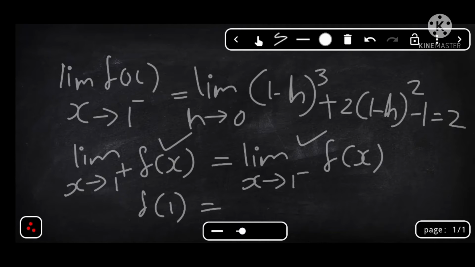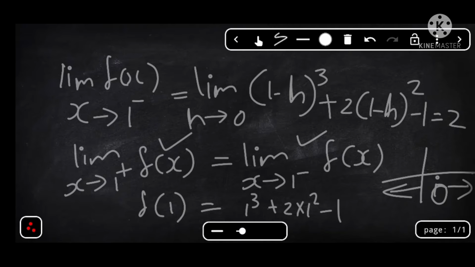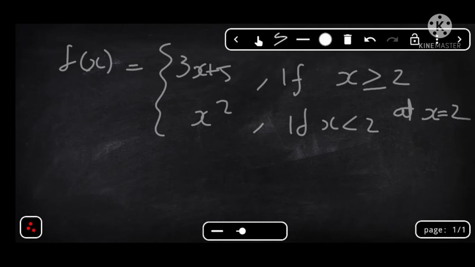Now just check for 1 as well. We checked for the values on either side of 1, and now we are going to check at 1. So 1 cube plus 2 into 1 square minus 1, that is also 2. So we can say that f of x is continuous at x equal to 1. I hope it is clear. So let's see our next problem.